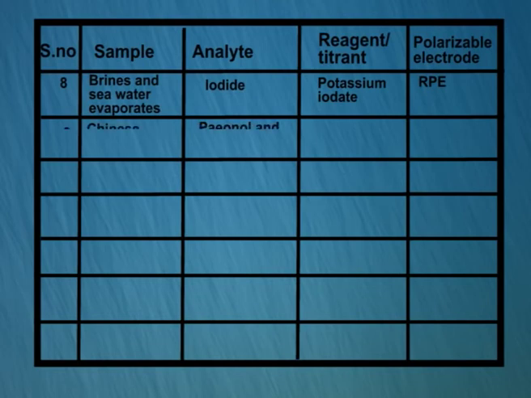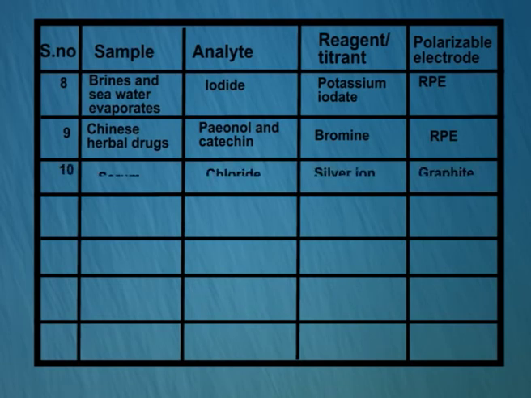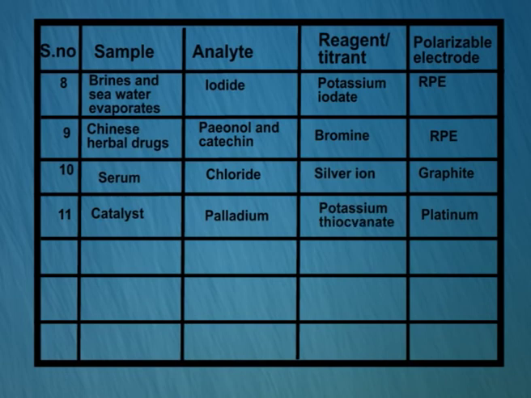Ninth, Chinese herbal drug. Analyte is pineol and catechin. Reagent is bromine and electrode is RPE. Tenth, sample is serum. Analyte is chloride. Reagent is silver ion and electrode is graphite. Eleventh, sample is catalyst. Analyte palladium. Reagent potassium thiocyanate and electrode is platinum. Twelfth, sample is drug. Analyte is aluminium. Reagent is EDTA and electrode is RPE.